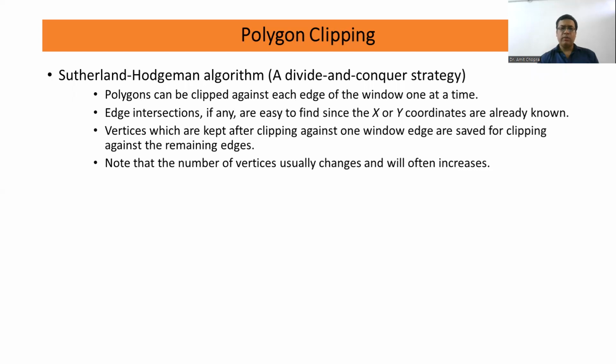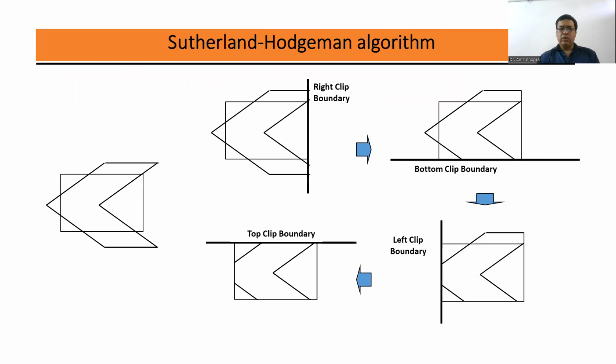In this case, polygons can be clipped against each edge of the window one at a time. Edge intersections, if any, are easy to find since x or y coordinates are already known. Vertices which are kept after clipping against one window edge are saved for clipping against the remaining edges. Note that the number of vertices usually changes and will often increase. Now start from the right side boundary, we have a polygon, then go towards the bottom side, then left, then top.